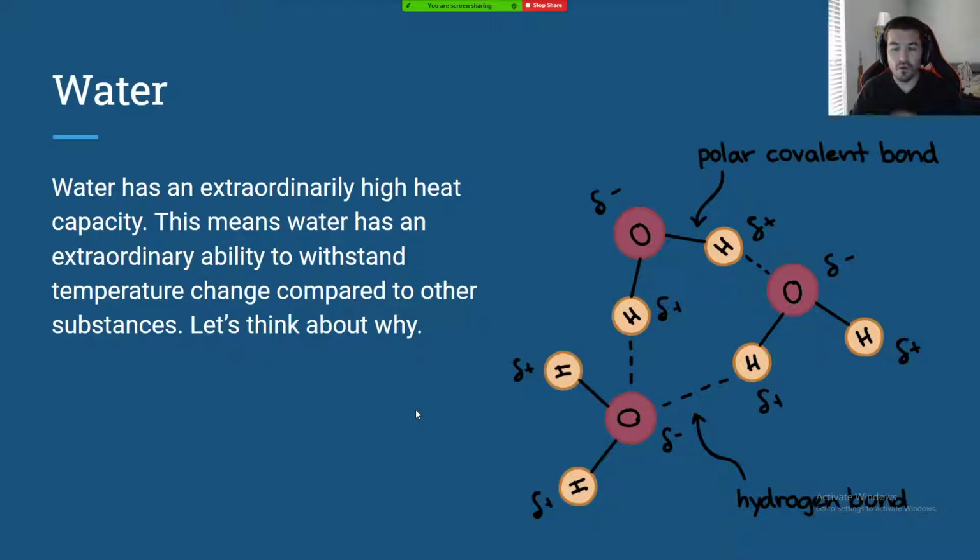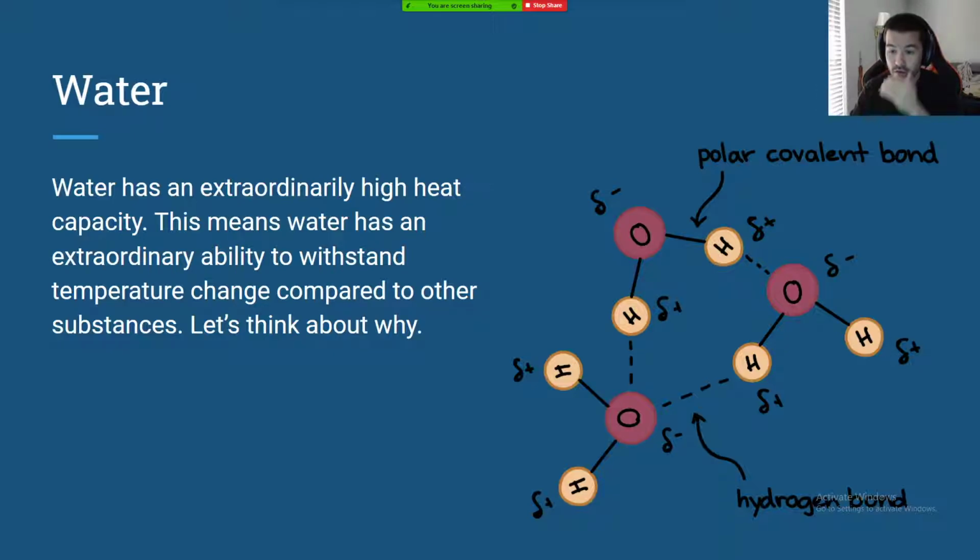All right. So in order to really understand what heat capacity is, what the value is, I want to talk about water, because water has an extraordinarily high heat capacity, and I think given everything that we know about water and its intermolecular forces, we can understand it best by talking about it in the context of water. So water has an extraordinarily high heat capacity. What that means is that water has an extraordinary ability to withstand temperature change compared to other substances. And I want us to understand why that is.